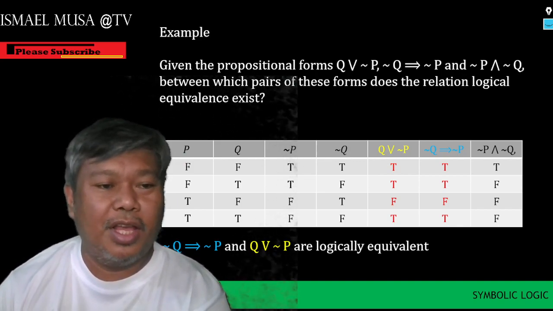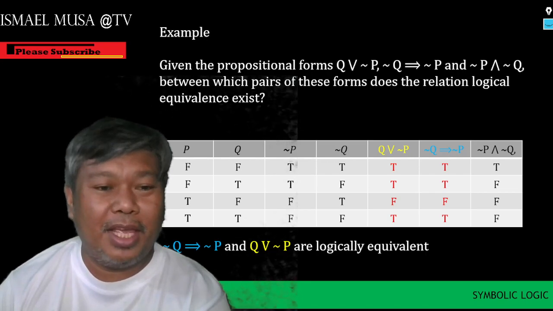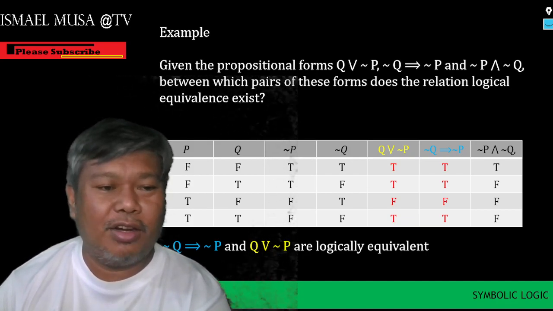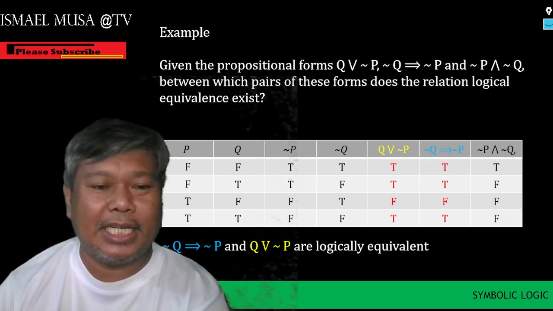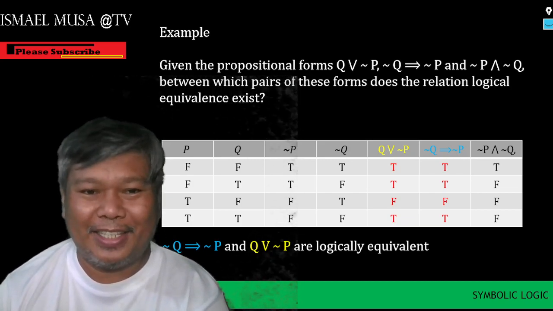So given the propositional forms Q or not P, not Q implies not P, and not P and not Q, between which pairs of these forms does the relation of logical equivalence exist? Okay, looking into the truth table, these have the same truth assignment. So therefore, they are logically equivalent.